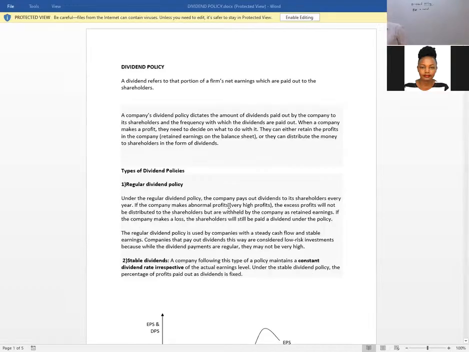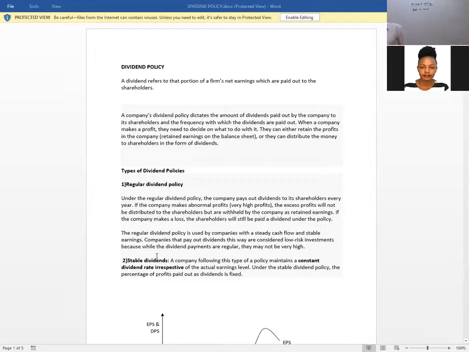Under the regular dividend policy, the company pays out dividends to its shareholders every year. This must be a blue chip company, one that, even in COVID, is still able to meet its obligations. If the company makes abnormal profits, the excess profit will not be distributed to the shareholders but is withheld by the company as retained earnings. If the company makes a loss, the shareholders will still be paid a dividend under the policy.